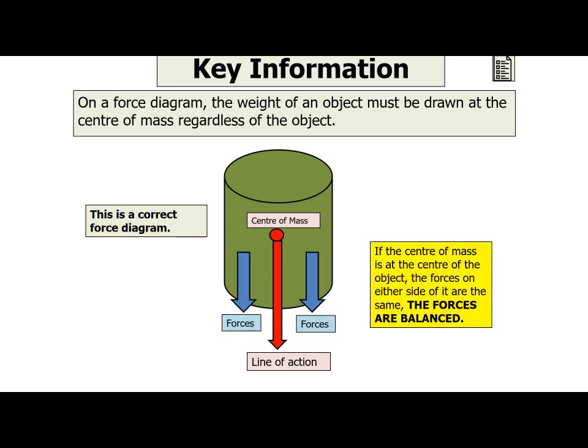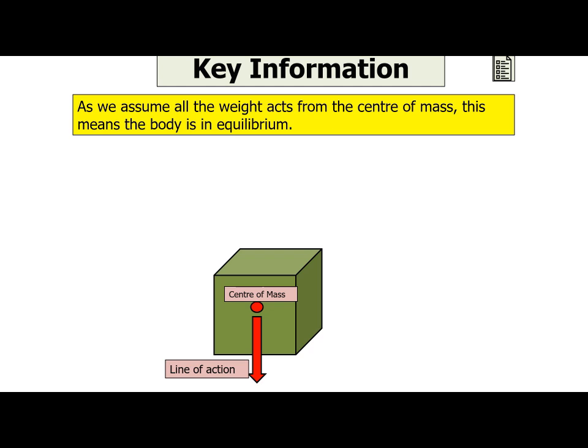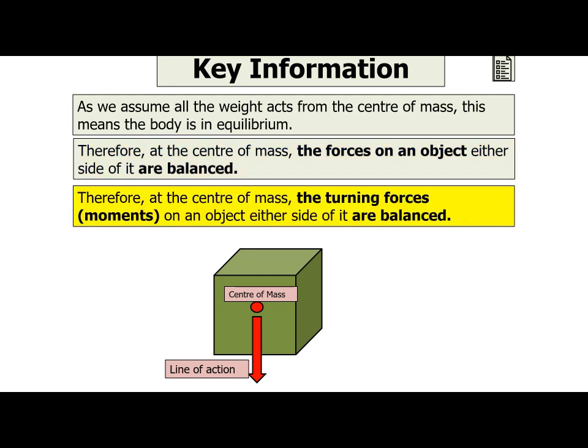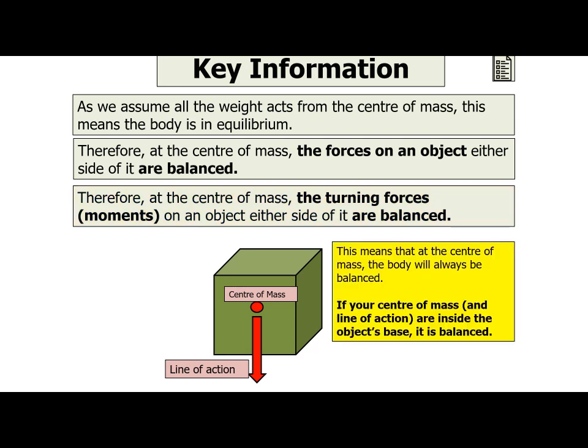Now if the centre of mass is at the centre of the object, the forces on either side of it are the same, so the forces are therefore balanced. Now as we assume all of the weight acts through the centre of mass, this means our body is in equilibrium. Therefore at the centre of mass the forces on an object either side of it are balanced. So therefore at the centre of mass the turning forces or moments on the object either side of it are balanced. So this means that at the centre of mass the body will always be balanced.